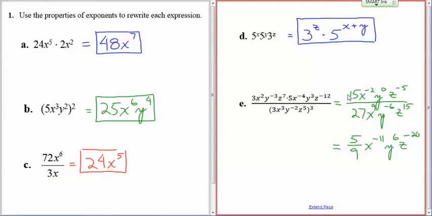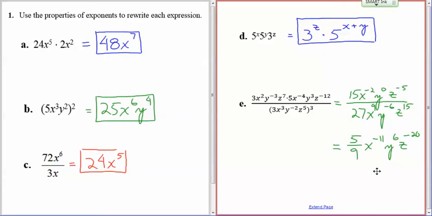Alright, as far as 15 over 27, that fraction can be simplified to 5/9. 15 divided by 3 is 5. 27 divided by 3 is 9. X to the negative 2 over x to the 9th is x to the negative 11th. Negative 2 minus 9 is negative 11. Y to the 0 divided by y to the negative 6 is y to the positive 6. 0 minus negative 6 is like 0 plus 6. And then z to the negative 5th divided by z to the 15th is z to the negative 20th.